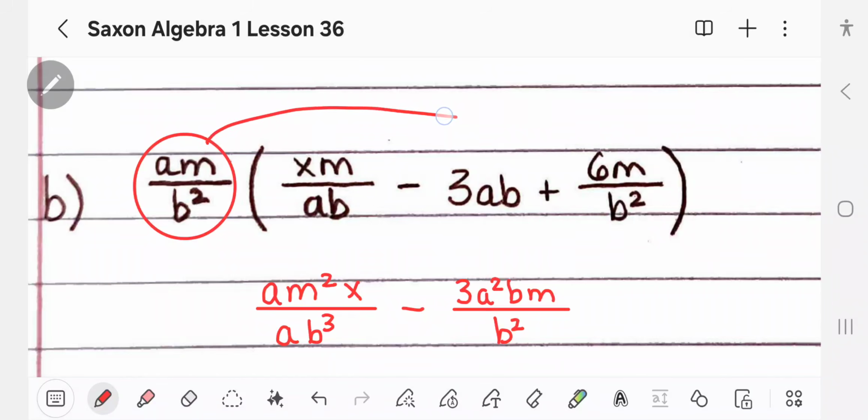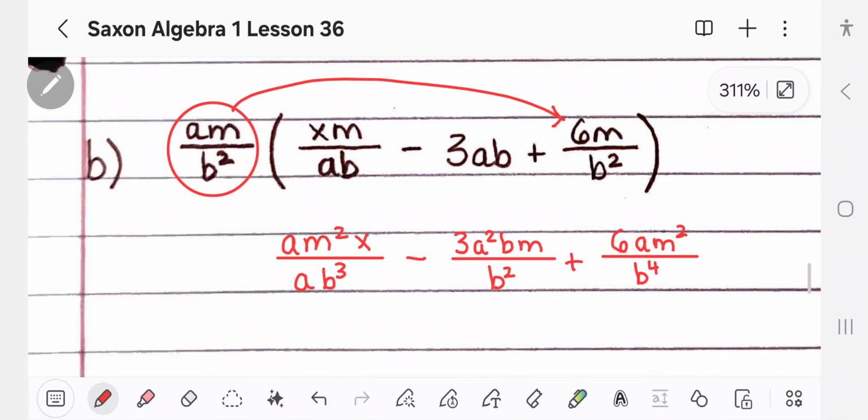All right, next we're going to multiply it times the third term. And we'll have a plus sign here in between them. That's important. 6m over here times this AM. So we're going to have 6 because the number goes first. A and then m squared, over b squared times b squared is b to the fourth.